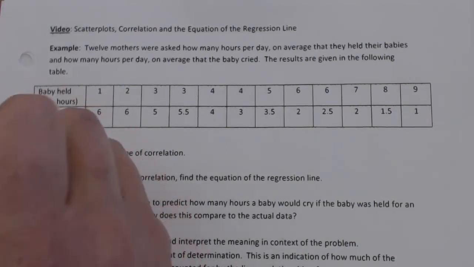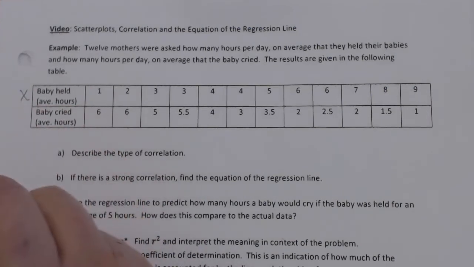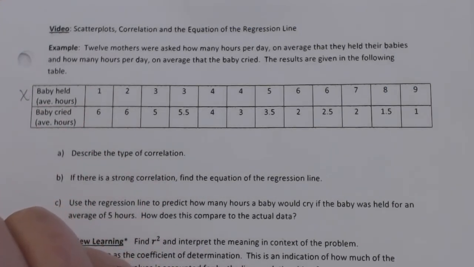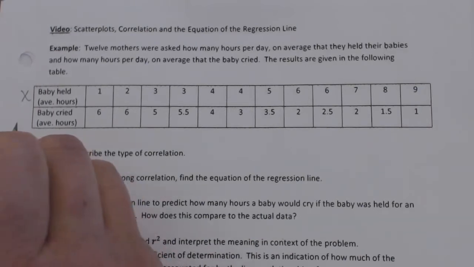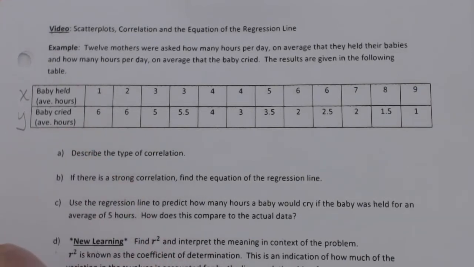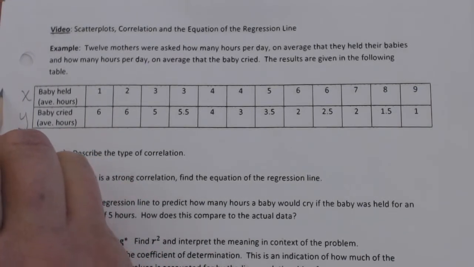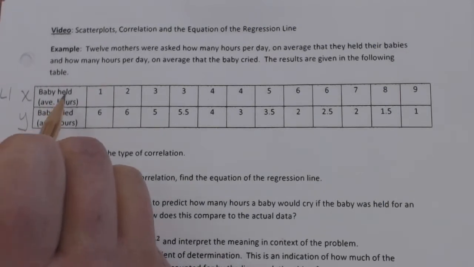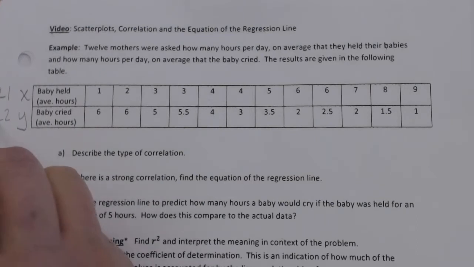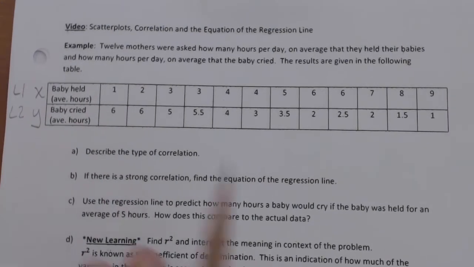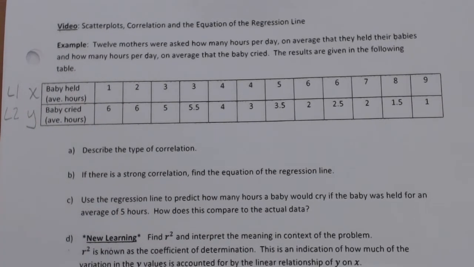So what we're going to be doing here is identifying that the baby held is our X variable. That's our independent variable, where I can control it. I can control how many hours I hold my baby. I can't control, however, the baby cried, which is my dependent variable. I'm hoping I can by holding it. So we're going to make these L1, which is always X, and L2, which is Y. So we have identified our variables, and we also identify what list we're going to use in the calculator.